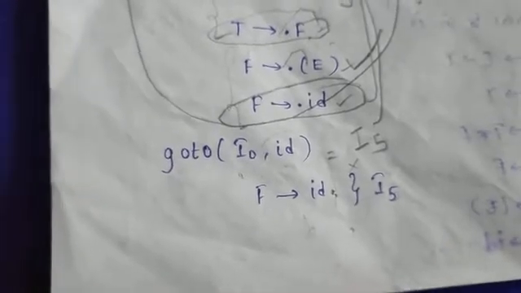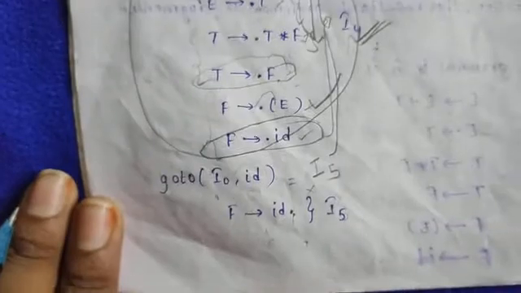Then finally F tends to ID. That will be done in I5. So you need to mention the I5 number. This is the 5. So you need to place I5 here.